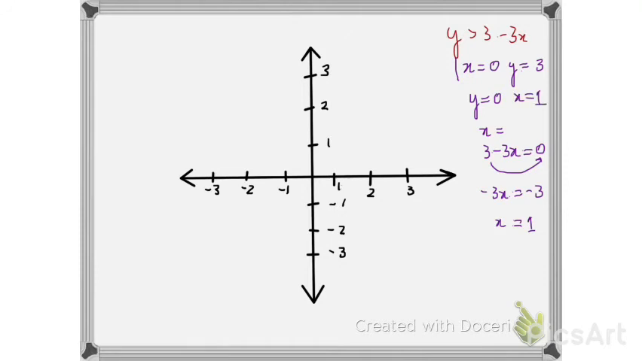So now we need to graph these solutions which we have found. So these are the solutions. x is equal to 0, y is equal to 3, it will be over here. And y is equal to 0 and x is equal to 1 will be over here. Now to graph it, we'll just need to join these points.